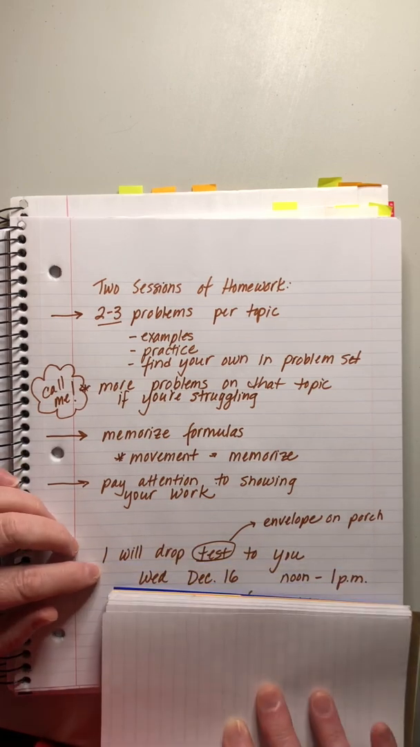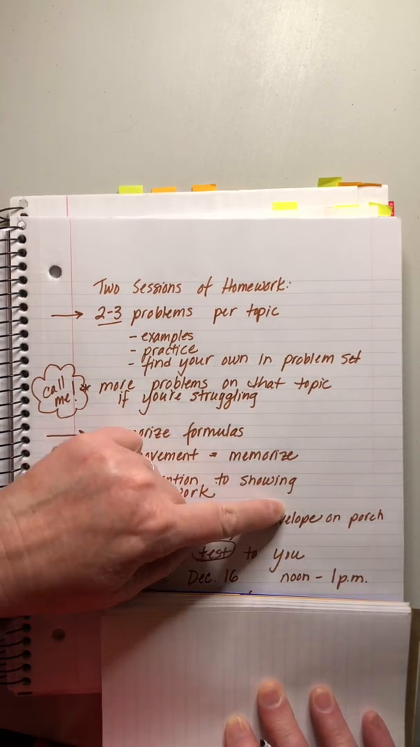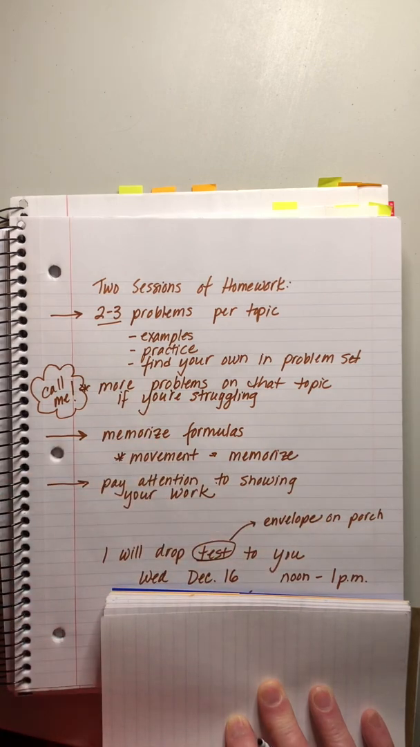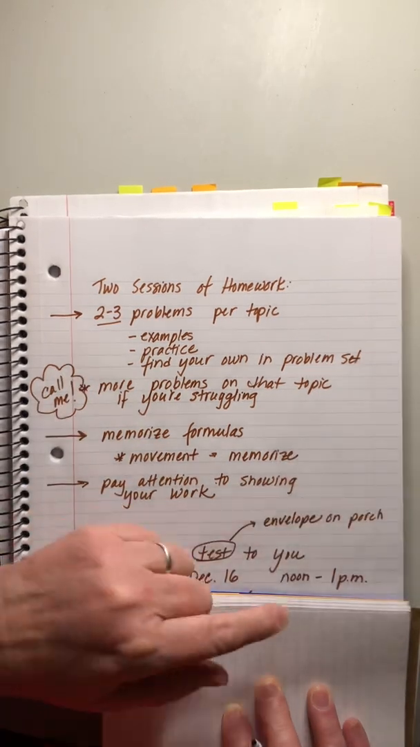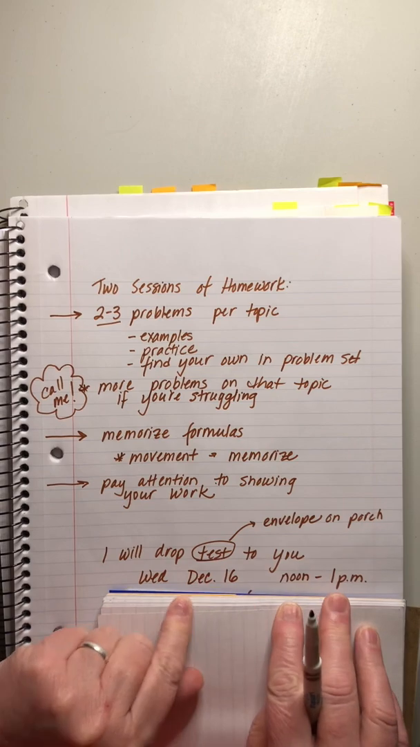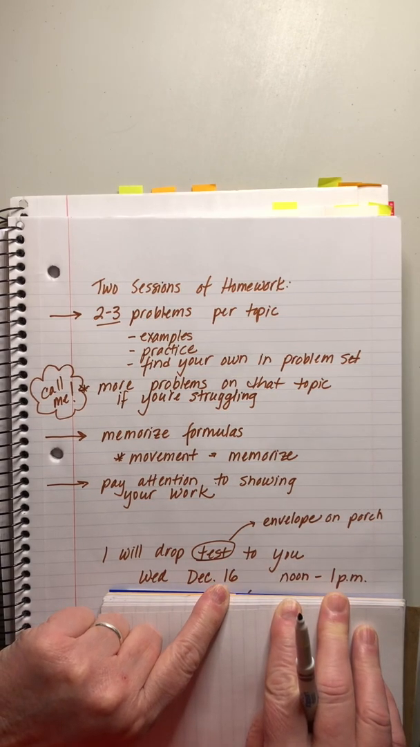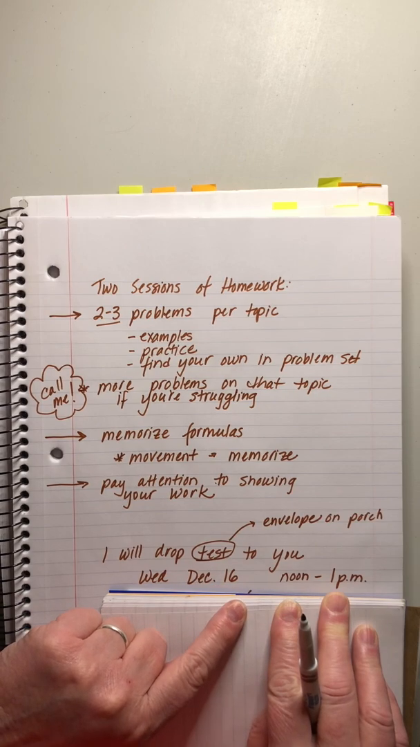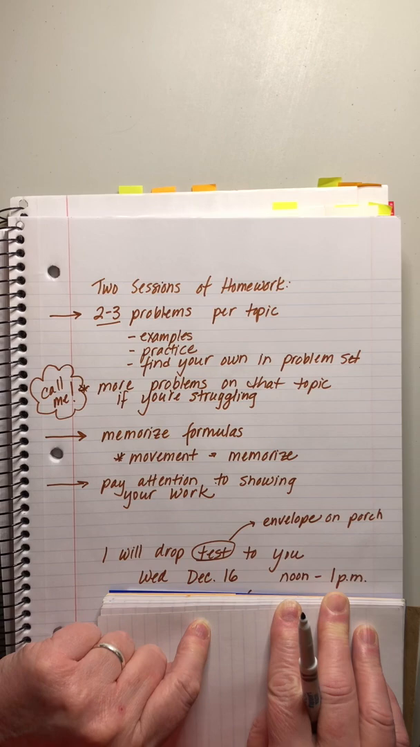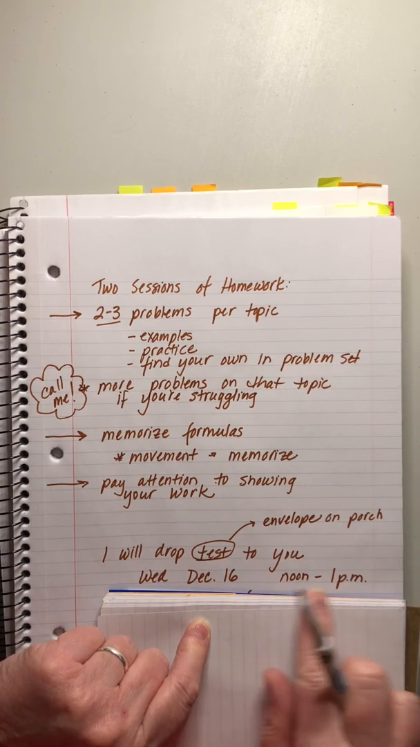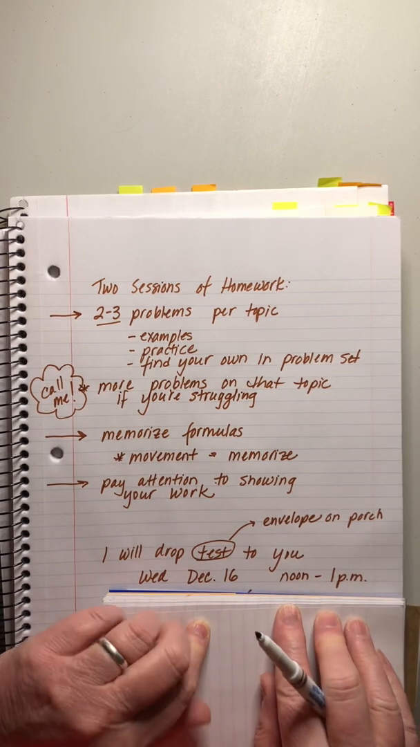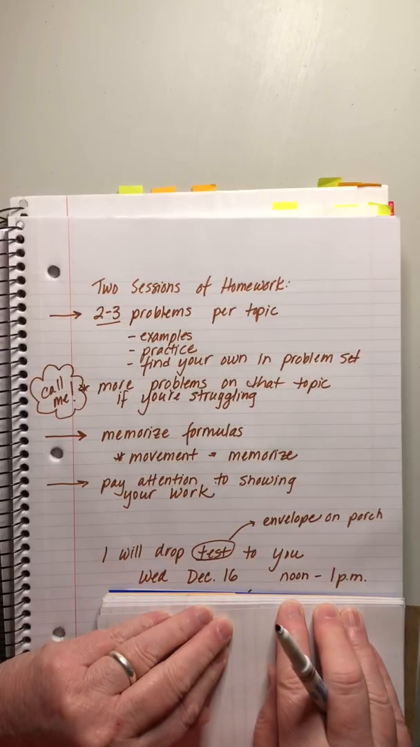I will drop the test off to you. It'll be in an envelope on your porch or front door area, just like last year, between noon and 1 p.m. on Wednesday, December 16th. It's going to be quite a drive this year. I have quite a few little deliveries to make. I'm going to be like Santa in my sleigh, traveling the whole world in one night. So this is when I'll be out and about. So depending on where you live and what order I go in, you'll get it there.